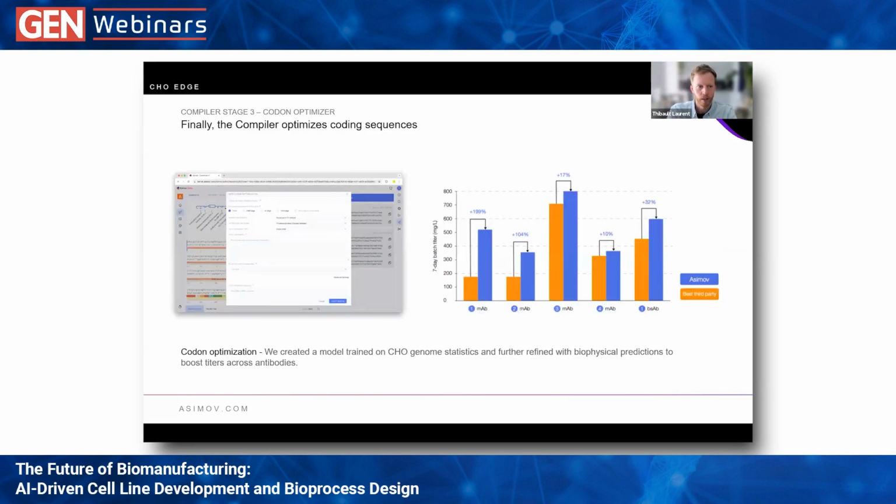Then we have the codon optimizer. The codon optimizer is an algorithm adapting the codons for a given amino acid sequence to optimize the codon usage, supporting translation, and to minimize problematic motif usage. The Asimov codon optimizer, as you can see on the right-hand side, consistently matches or outperforms third-party codon optimizers.